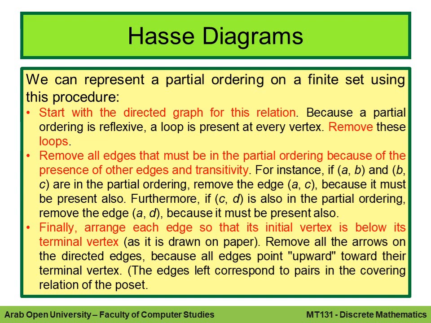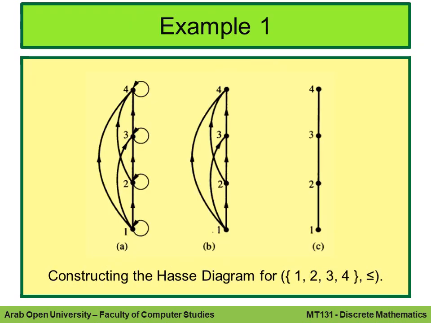The best way to do this is to look at a graph and see how you can form the Hasse diagram. So let's look at an example and see how we can form a Hasse diagram. This is now for the relation less than or equal on the set 1, 2, 3, 4.